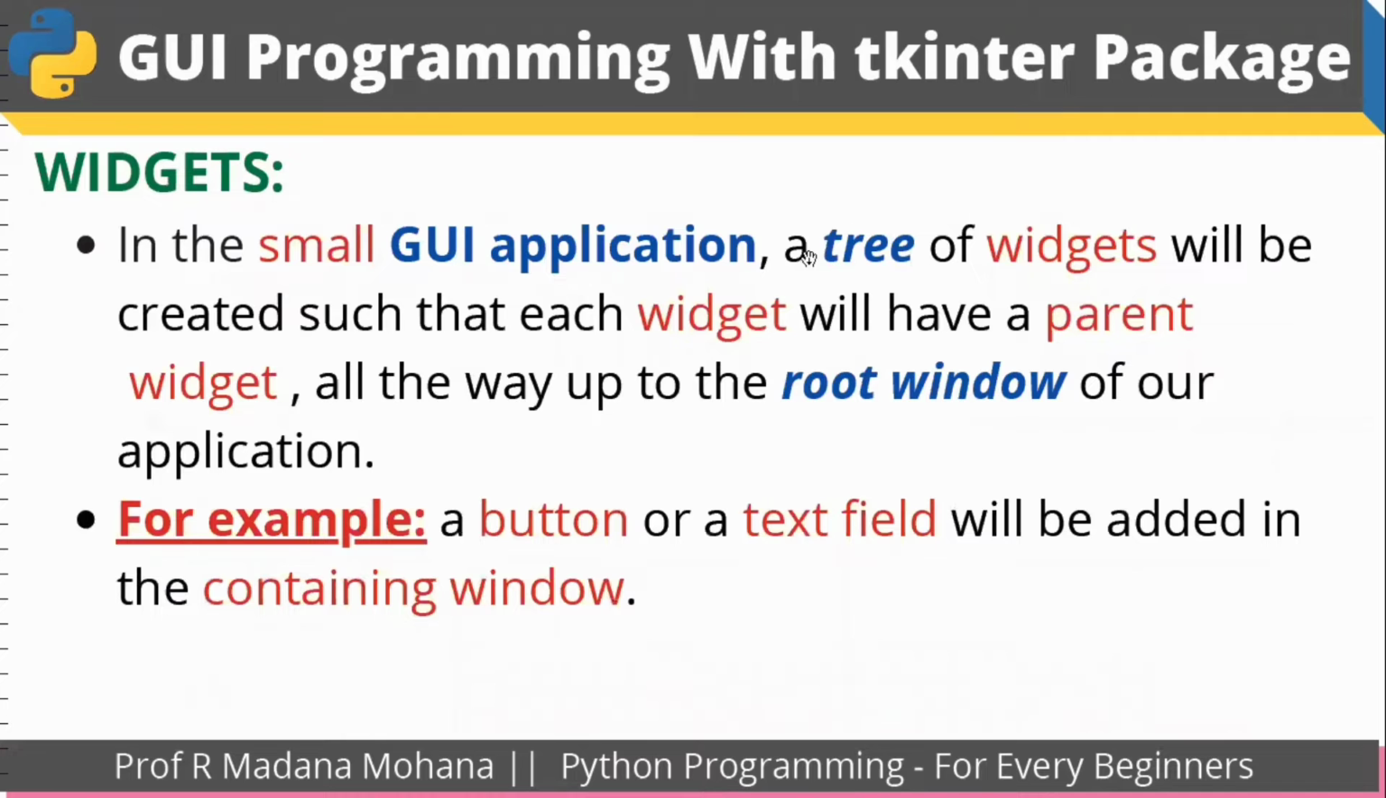In a small GUI application, a tree of widgets will be created such that each widget will have a parent widget all the way up to the root window of our application. For example, a button or a text field will be added in the containing window.